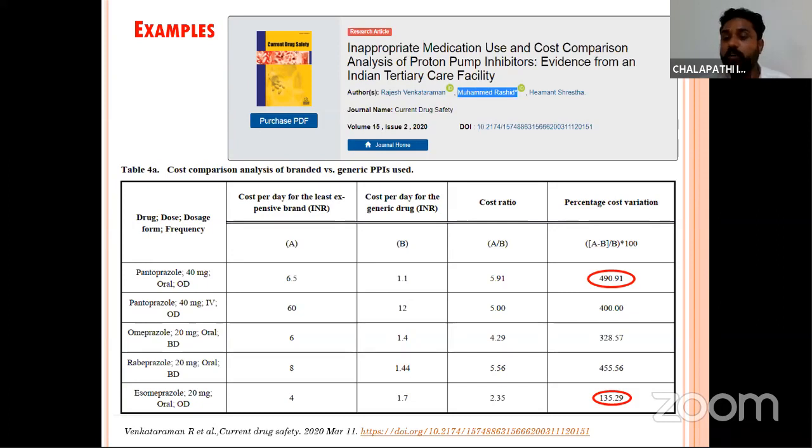135 percent to 490 percent variation in pantoprazole, and you can see pantoprazole has the highest at 490 percent and esomeprazole has 135 percent. So pantoprazole, you know, is a very common drug. If they had used the generic drug instead of the branded drug, they could have achieved this. And we should believe that both have similar efficacy and safety. That is another issue. So here I end my cost minimization analysis.